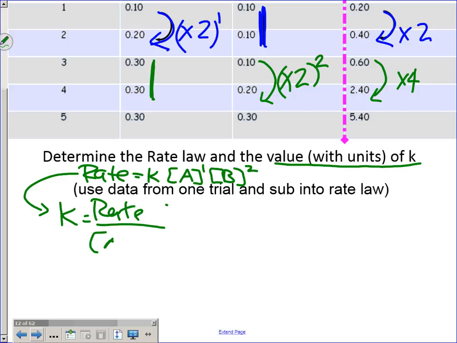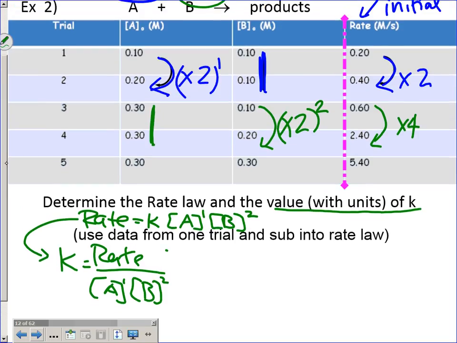Concentration of A to the first power times B to the second, okay? So if that's my general format for finding K, you choose one trial, because all of these trials are talking about the same reaction, right? Assuming this person was diligent and collected good data, the K value will be the same for every single trial because it's the same reaction. So the K is representing the slope of a graph. I'll talk about that in a second, but I'm just going to choose trial 1.